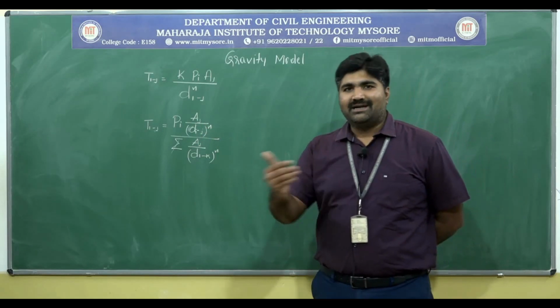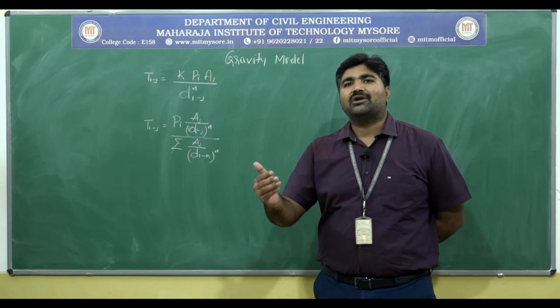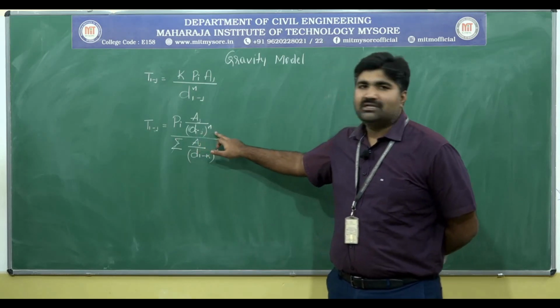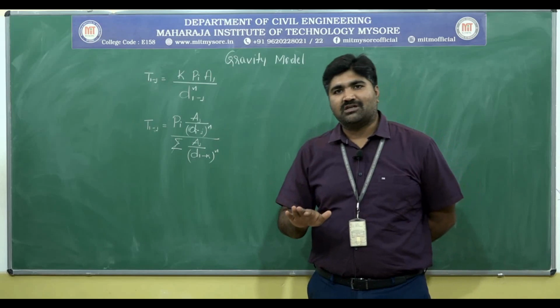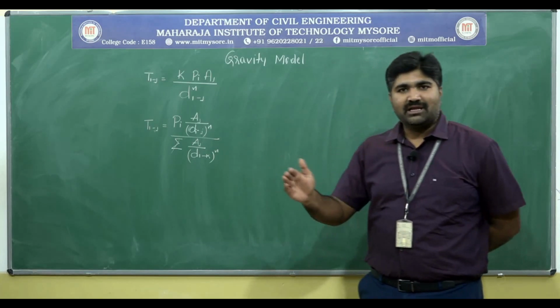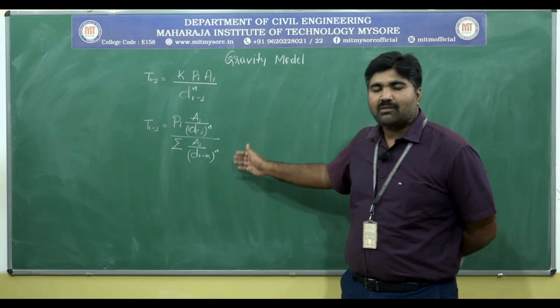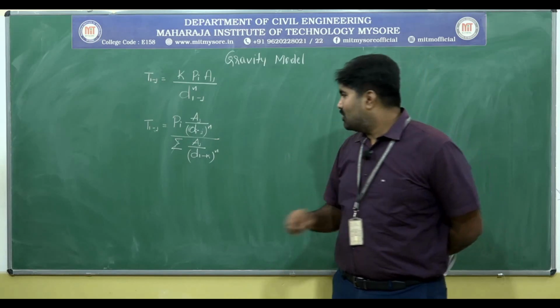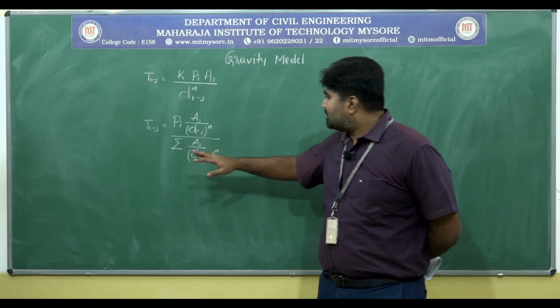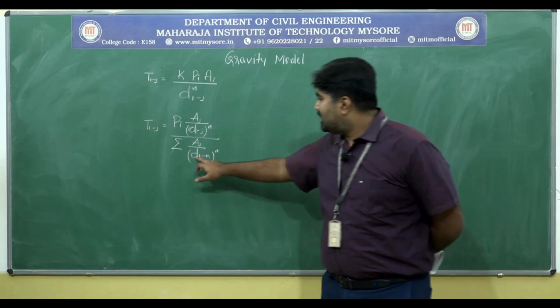That may be the distance, cost or time taken to travel between zone i and j, where n is the exponential constant. We know it varies from 1 to 3 for our problem. To solve the problem we are going to assume it as 2, divided by, where Aj, we know the Aj value, and dik squared.